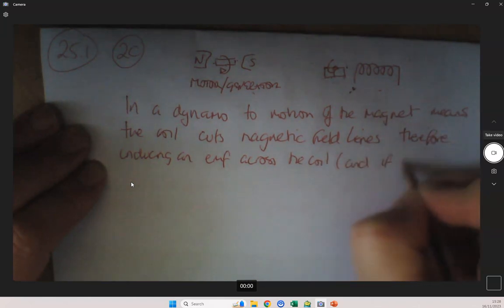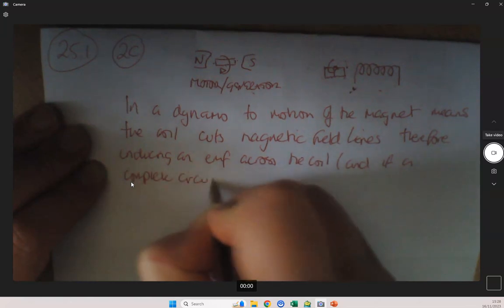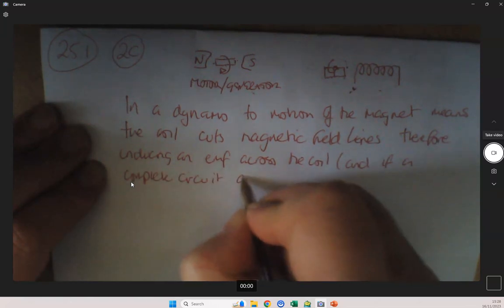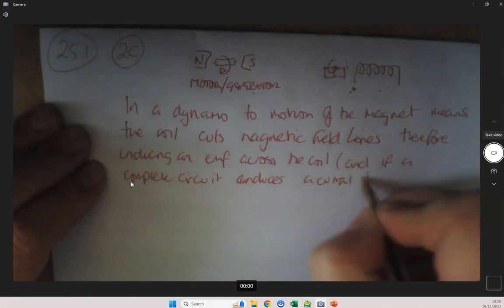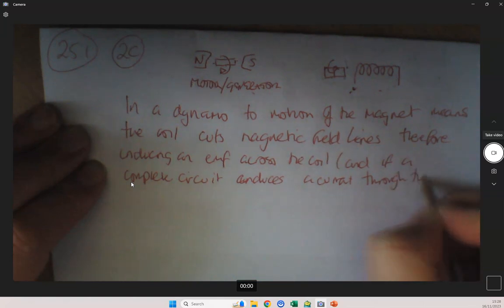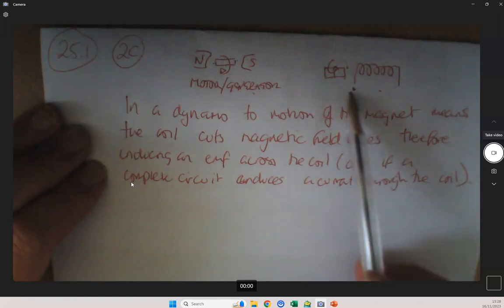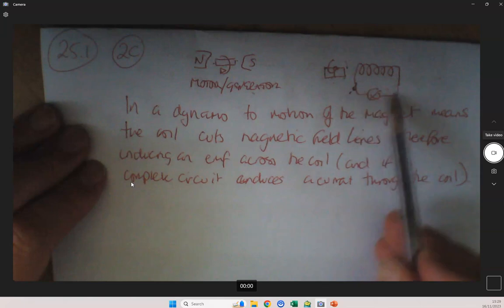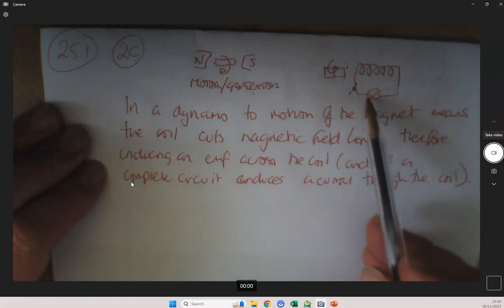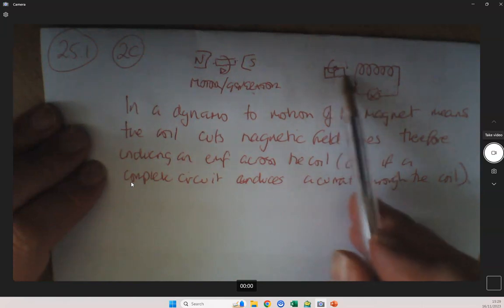And if a complete circuit is present, that induces a current through the coil. Now in this case, they've stuck the light bulb effectively there. So there is a complete circuit through the light bulb, and as a result the light bulb will be illuminated, or turn on basically, when you move that back and forth.